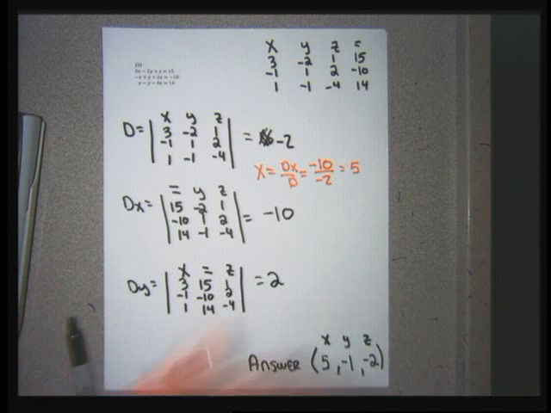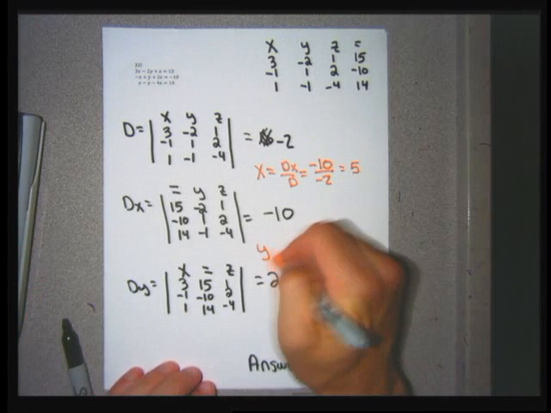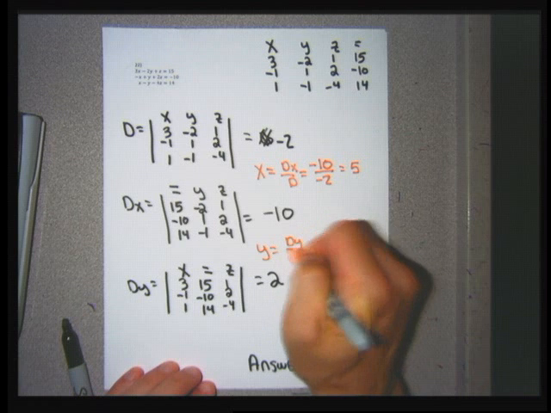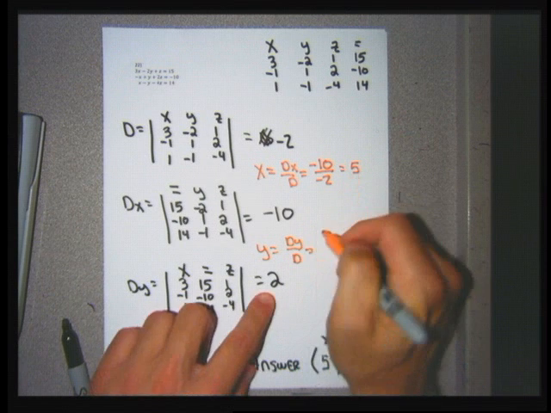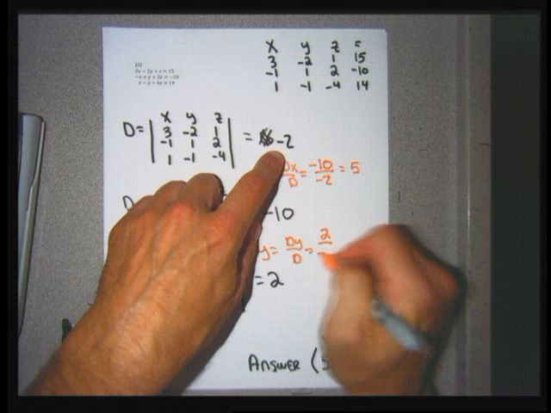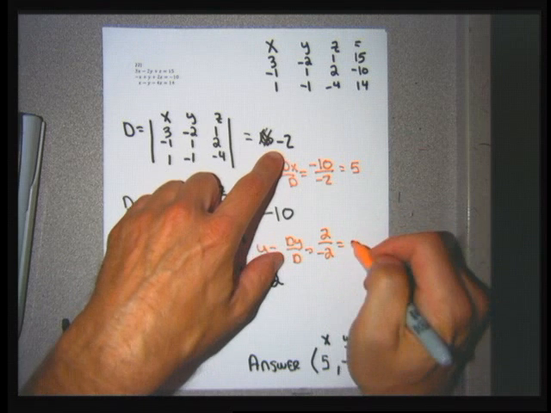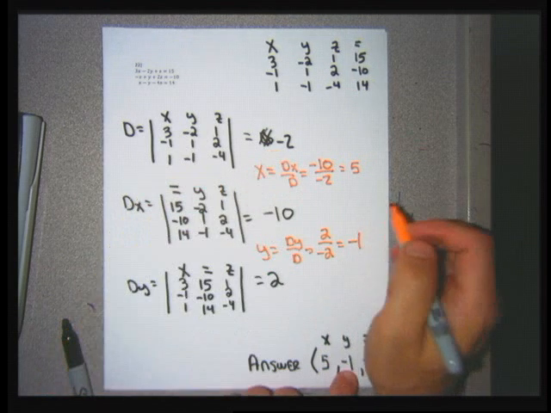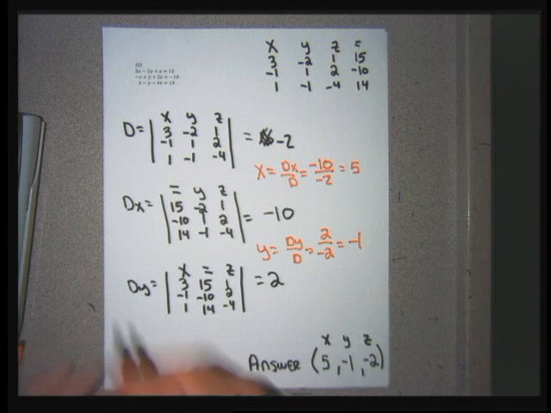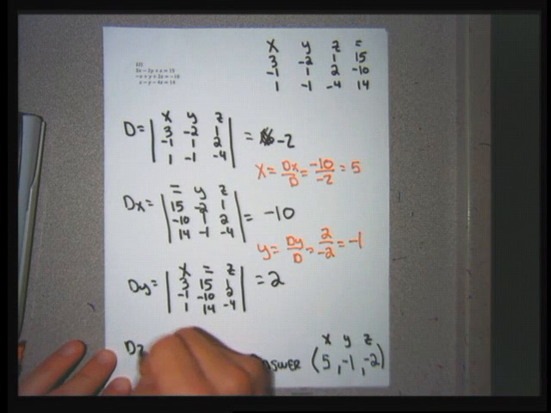And I know, just like before, y is going to be d sub y over d. The d sub y number is 2. The d number is negative 2. 2 divided by negative 2 is negative 1. So that's good. Last thing I need is the last new step, d sub z.